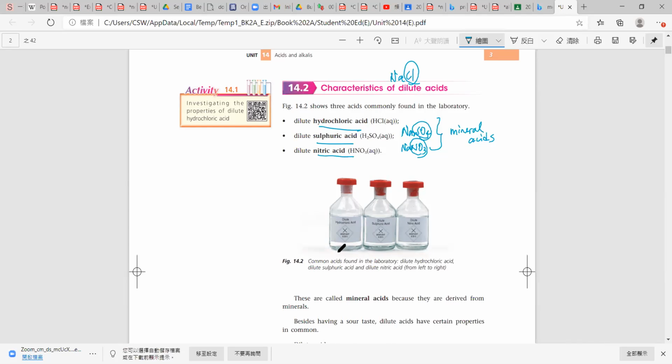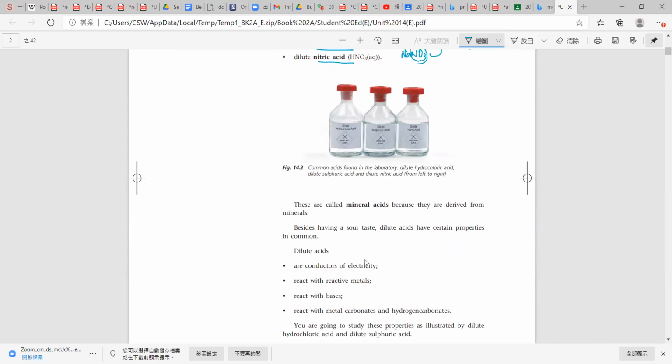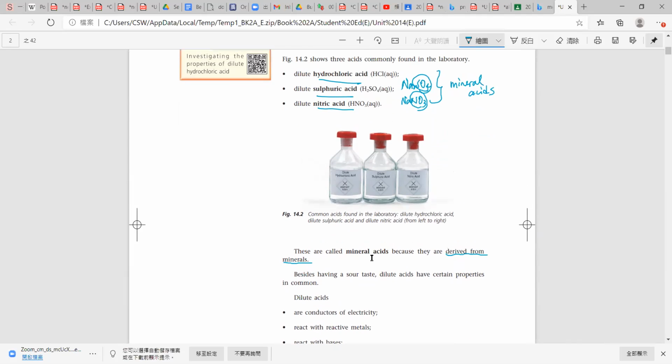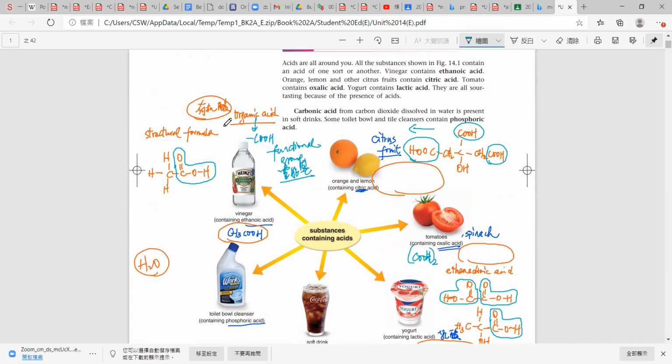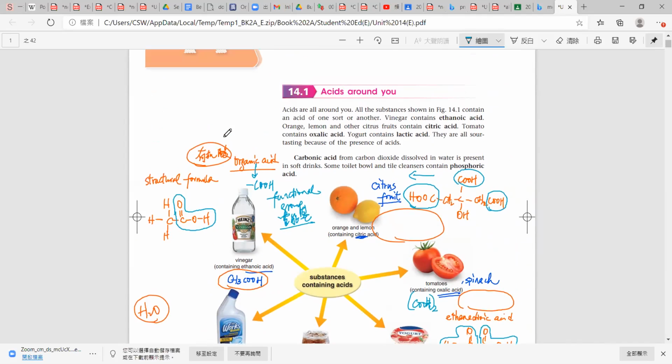Okay, can you get a point? That they are derived from the minerals. And what we just mentioned, for those having COOH, what do we call that? Organic acid. Why? Because traditionally, they were once found inside those living organisms. So we call that organic.